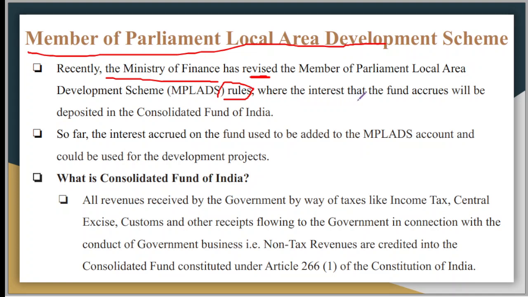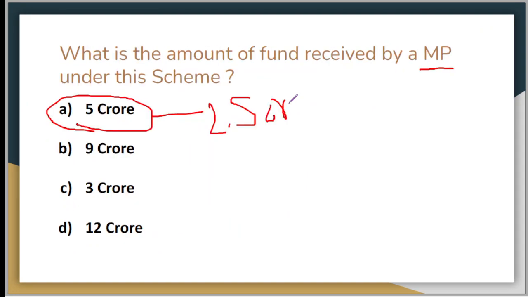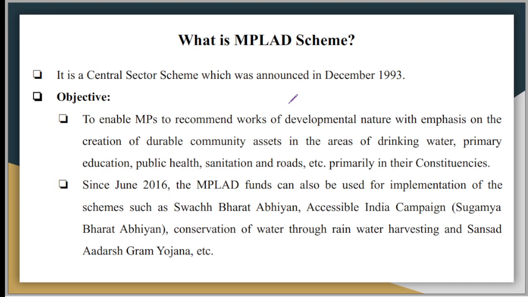The interest that the fund accrues will be deposited in the Consolidated Fund of India. Basically there used to be an interest accruing upon that 5 crore rupees, which, instead of going to the account of those MPs, will be deposited in the Consolidated Fund of India, whose article is 226 clause 1. Yeah, 226 clause 1, I'm not wrong there.